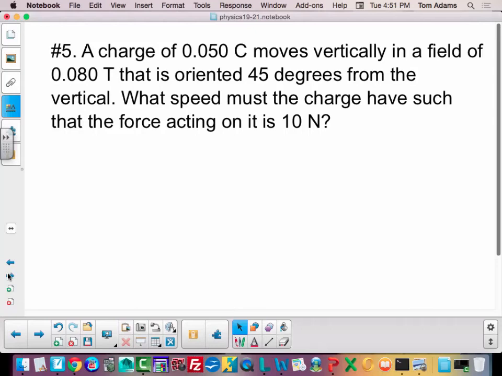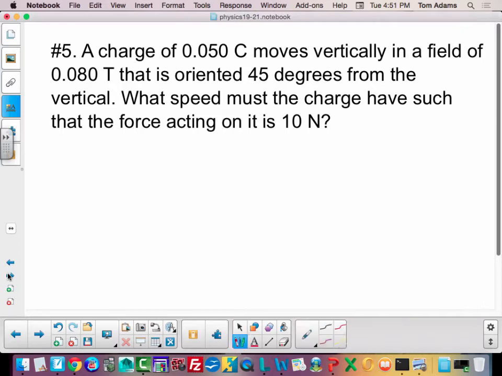So now for problem number 5, it says a charge of 0.050 coulombs moves vertically in a field of 0.08 Tesla. That's a magnetic field, I'm assuming, because it's in Tesla. That is oriented 45 degrees from the vertical. What speed must the charge have that the force acting on it is 10 newtons?